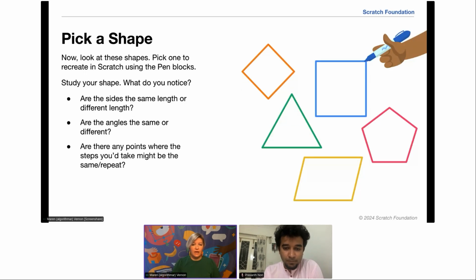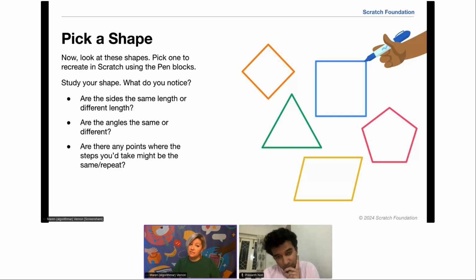The other thing I'm going to have you do as prep work before we start drawing is pick a shape. I've suggested some shapes here on the slide, and notice that they're very simple shapes. We can get into more complex shapes eventually, but I find it's helpful to start with a simple shape. So I ask you to pick from one of these shapes on the screen, and then make some observations. Are the sides the same length, or are they a different length?